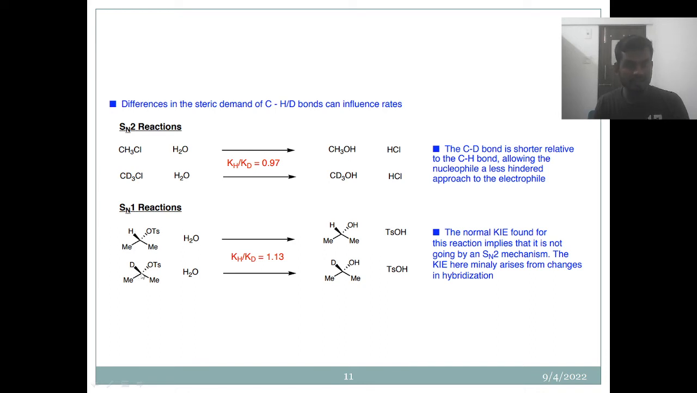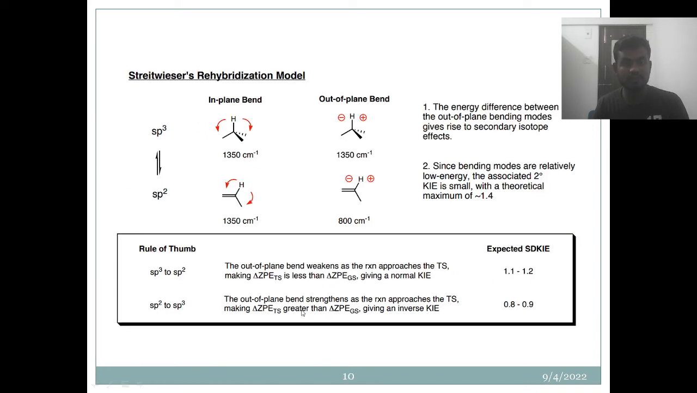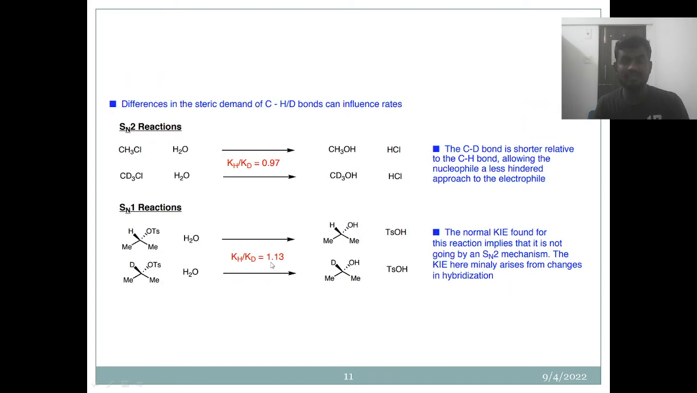This will form a carbocation, and a carbocation means it is sp2 hybridized. So from sp3 to sp2, which corresponds to this situation, we expect a value between 1.1 and 1.2, and we see it's more or less the same range. So kH by kD of 1.13.